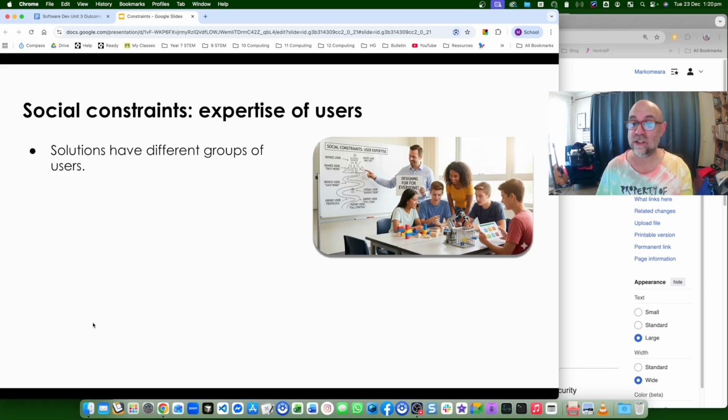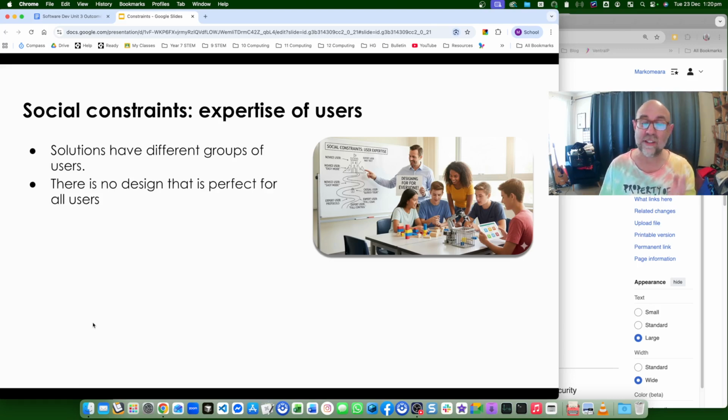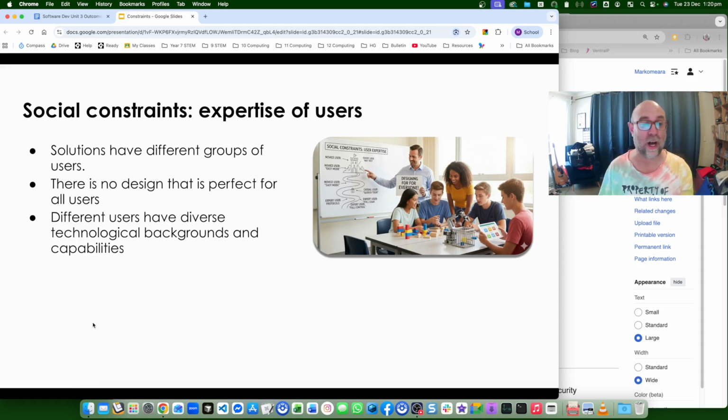If you're building something to be used by teachers or students or old people or young people or people who are very heavily into particular interests, they're going to have different sets of skills. And you can't just say, oh, I'll make it great for everybody, because there is no design that is just perfect for everybody. You've got to trade it off. And so you do have these profiles of users that you build up and say, this is our target user, this is what we expect that they're like.